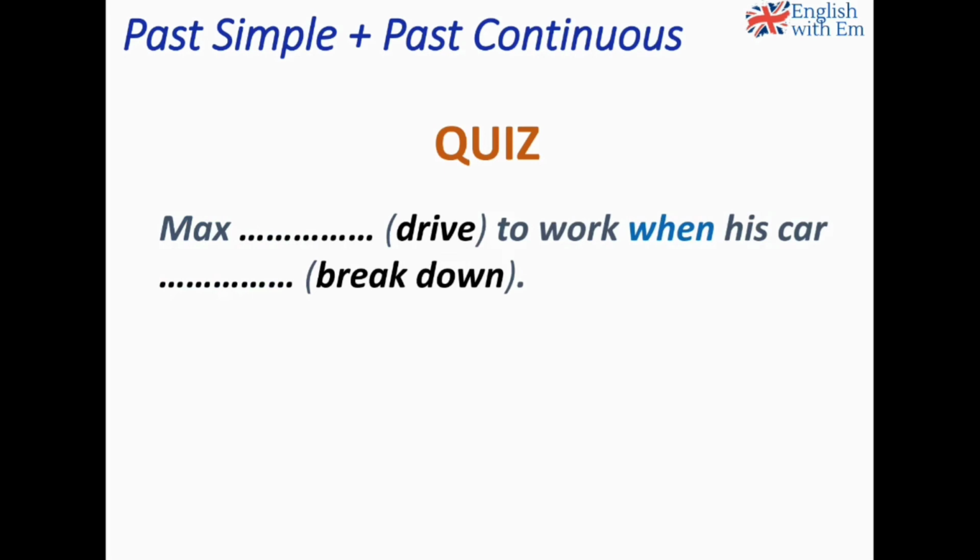Max to work when his car. Max was driving to work when his car broke down. So again, we've got the longer action of driving to work that was in progress. And then we introduce the past simple using when his car suddenly broke down.